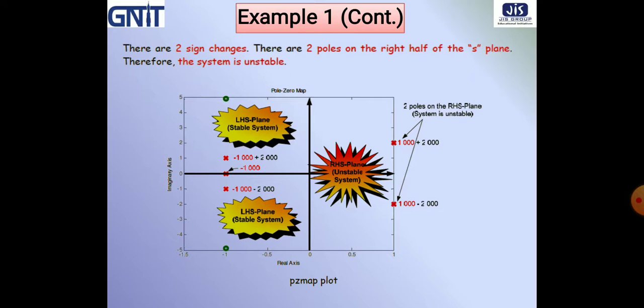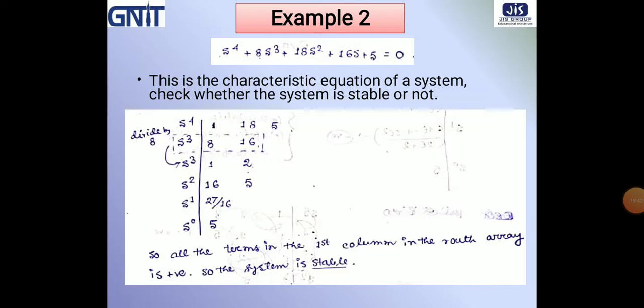Now if we calculate the poles from the characteristics equation mathematically and put the poles in S plane, then we can see these two complex conjugate poles are present in the positive real axis. That's why the system is unstable. Let us take another example.